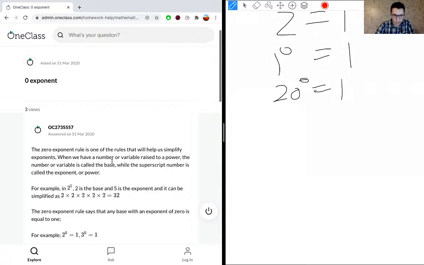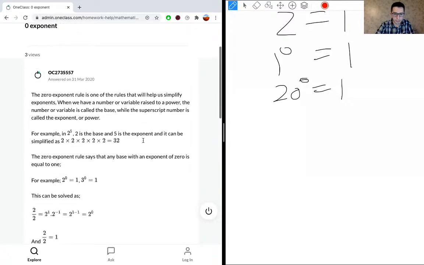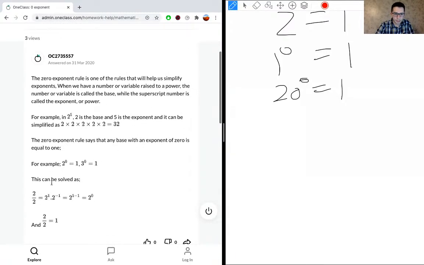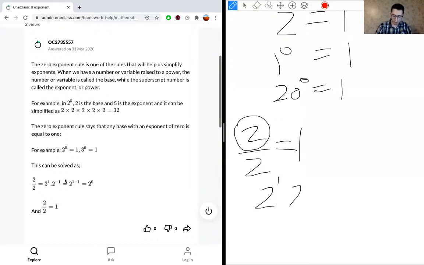So here, looking at the solution, the zero exponents rule is one of the rules that will help us simplify exponents. This is another good example to show. If we have 2 divided by 2, we know for sure that is equal to 1. But we could also split this out to say 2 to the power of 1, the part on top, multiplied by 2 to the negative 1. Anything to the negative 1, you just put it in the denominator, like so.